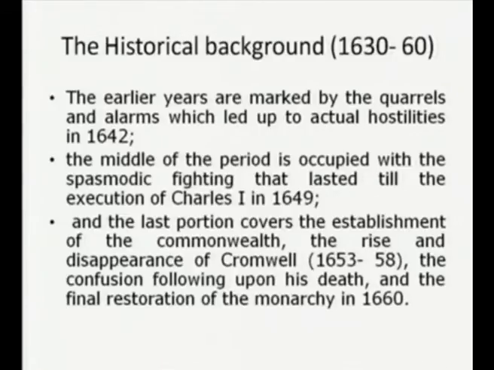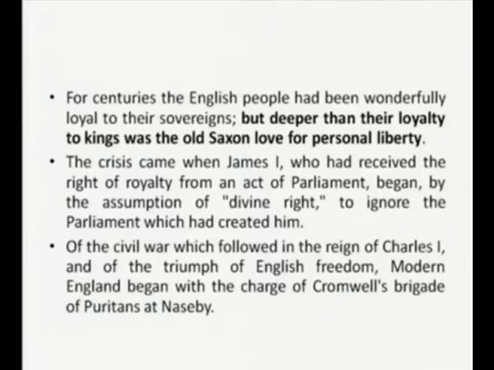This is very important because we are coming to the period of Puritanism, the meaning of the Puritan age, which covers Milton and his times. The middle of the period is occupied with the spasmodic fighting that lasted till the execution of Charles I in 1649, and the last portion covers the establishment of the Commonwealth, the rise and disappearance of Cromwell, that is from 1653 to 58, and the confusion following upon his death, and the final restoration of monarchy in 1660. For centuries, the English people had been wonderfully loyal to their sovereigns.